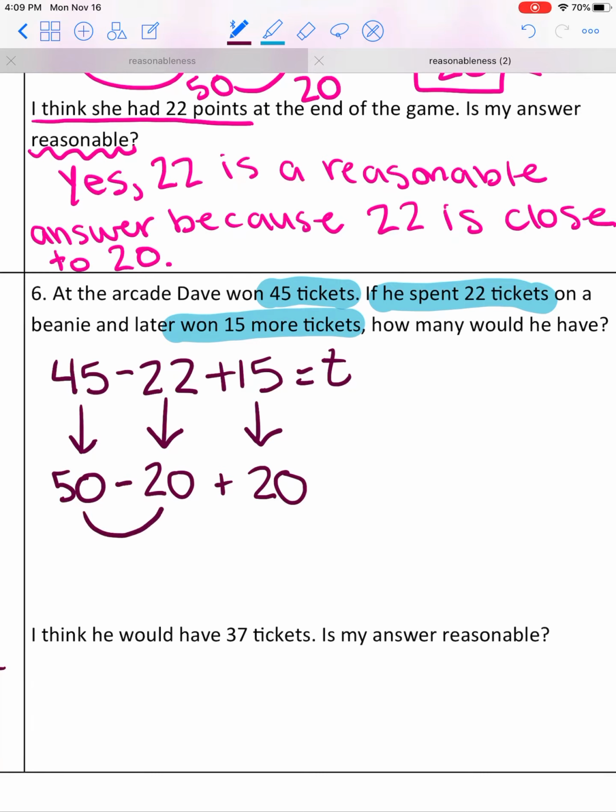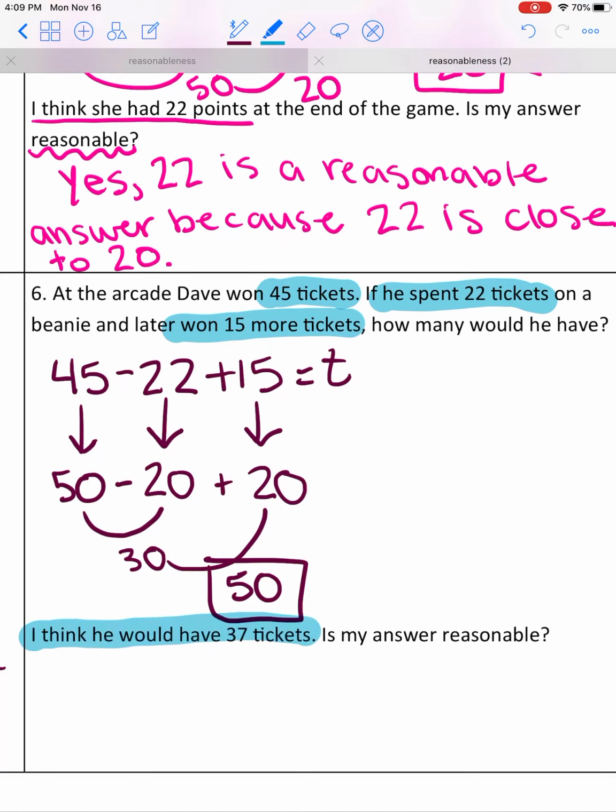So now in our brain, we can do this much easier. If we put 50 in our brain, count down 2 10s, 50, 40, 30. So I get 30. Now I'm going to add 20 more, 30, 40, 50. So 50 is my guess, my estimate. Now I want to compare it to what our narrator got. I think he would have 37 tickets. Is my answer reasonable? Remember, reasonable, that means is it a good guess?